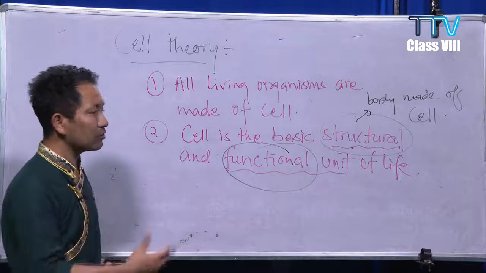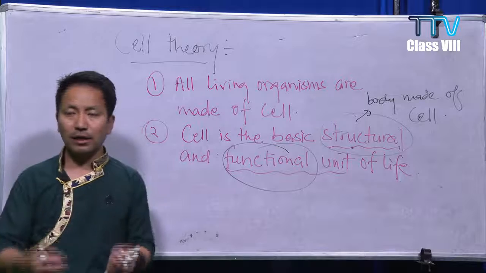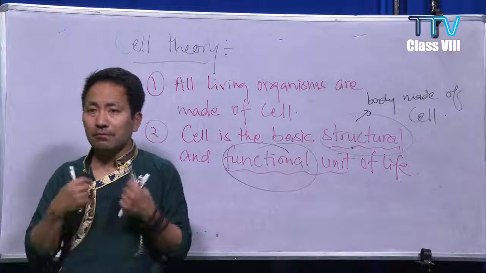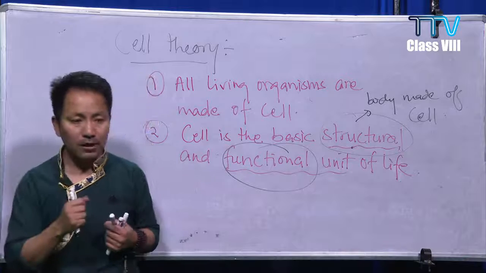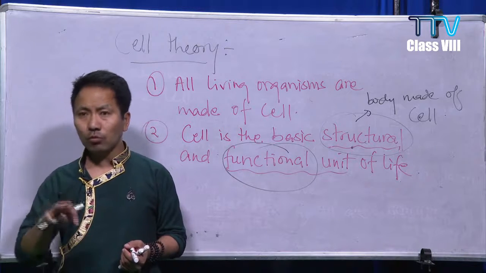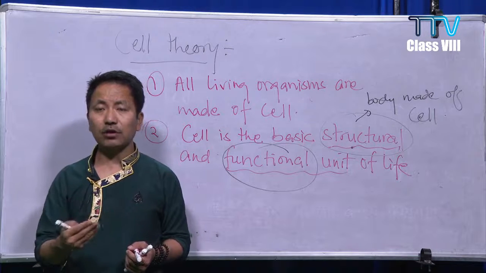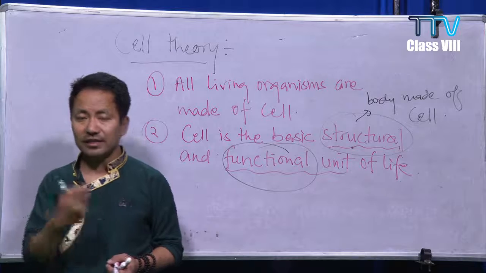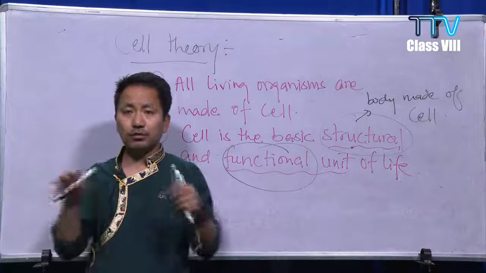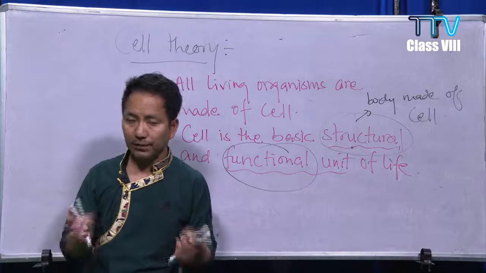So likewise we have the basic unit as a cell, the basic structural unit. Then the functional unit. For example, there are so many different kinds of function that my body does. For example, I've got a physiological function. Like for example, digestive system, circulatory system, nervous system. There are so many different systems in my body, and all these are physiological function.